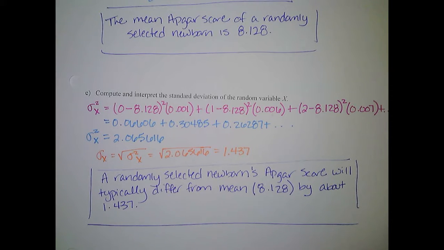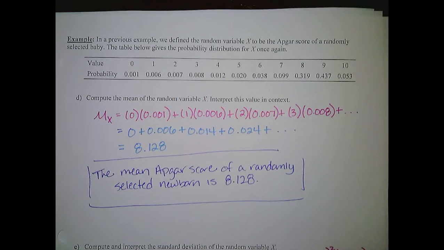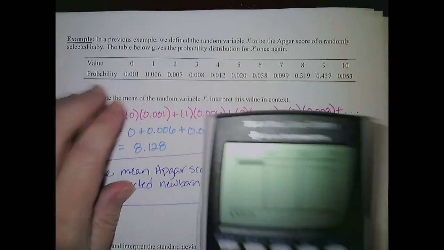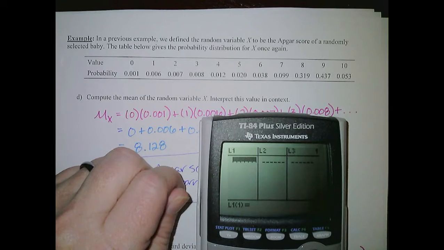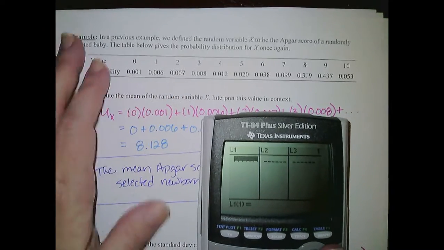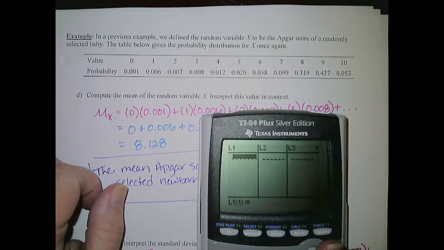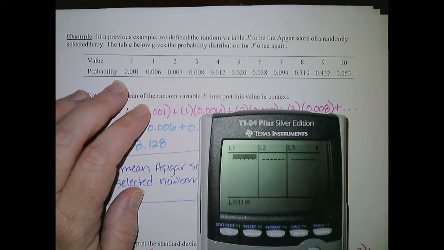What I'd like to do is show you how you can calculate the mean and the standard deviation for a discrete random variable using your calculator. And in order to do this, we have to take our probability distribution and enter it into two different lists. Our first list needs to contain each possible outcome, and our second list needs to contain the corresponding probabilities for each of those outcomes. So I'm going to put each value in list 1, and I'm going to put the probability of each of those values corresponding to them in list 2.